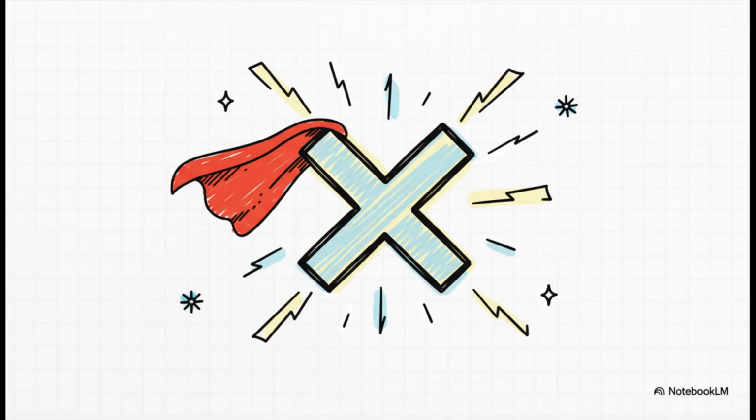Our first superpower is called the product property. And just like the name says, this one is all about multiplication. It's an awesome trick for taking big, scary square root problems and just breaking them down into smaller, much friendlier pieces. Let's see how it works.